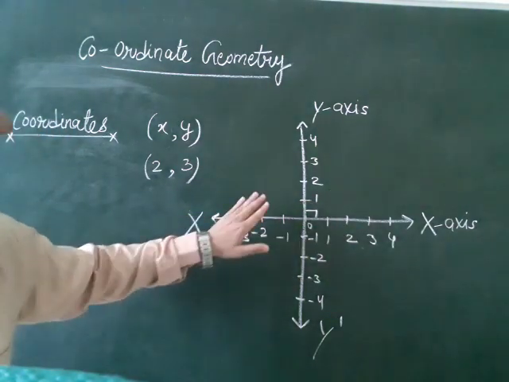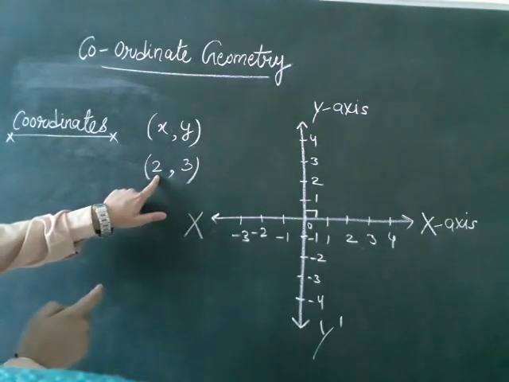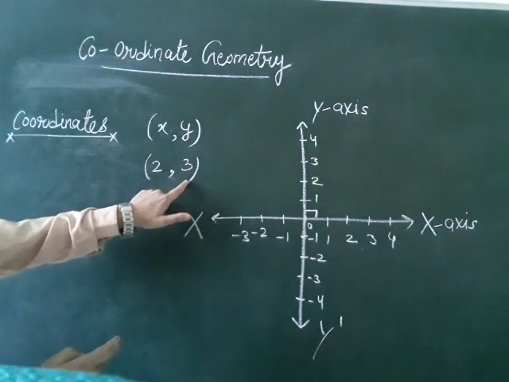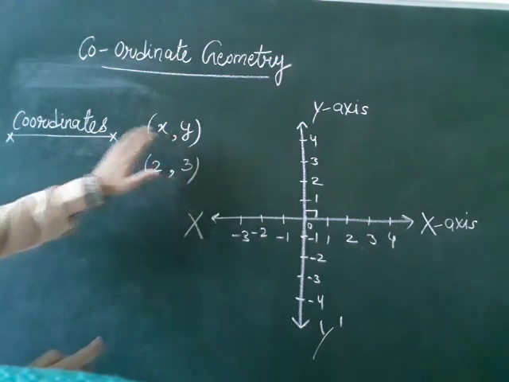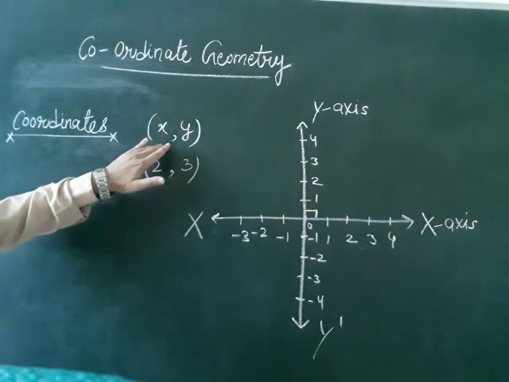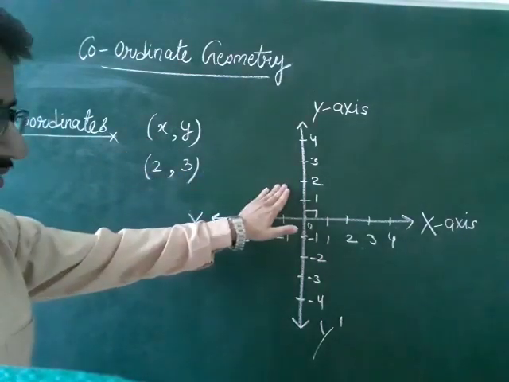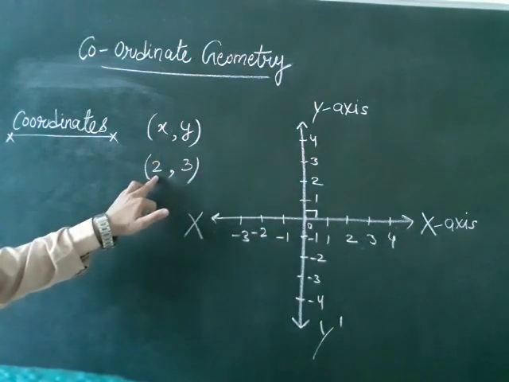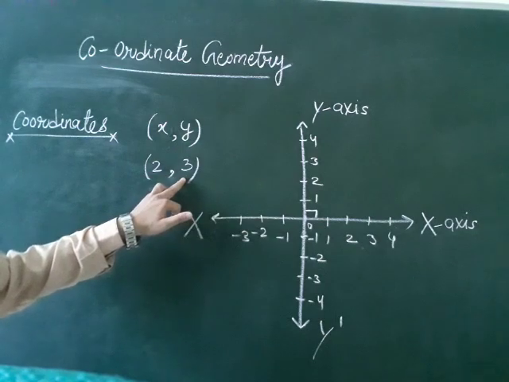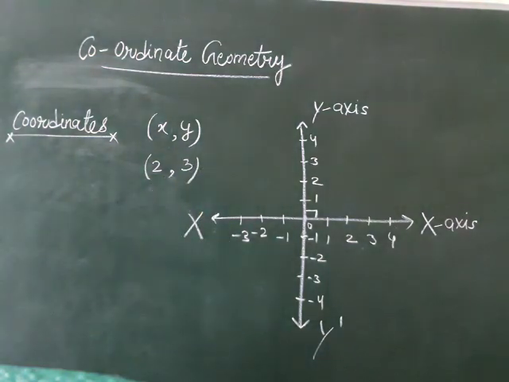How? Have a look. Here we know that the first value is always x and the second value is always y. Why? Because it is the standard form of any coordinate. Whenever we read a coordinate or want to plot a coordinate, your first value will always be of x and the second value will always be of y. Now I think it is clear to you. Now move on to the next step.